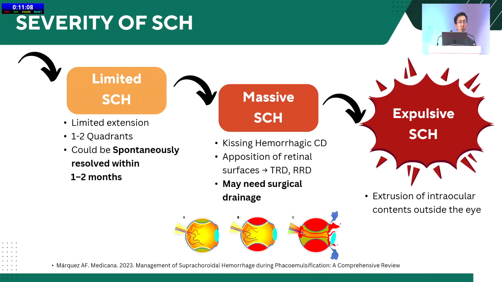And if we still cannot control it, it can become an expulsive suprachoroidal hemorrhage, which can cause extrusion of the intraocular contents outside of the eye. At this stage, we have to admit that we lose the war.